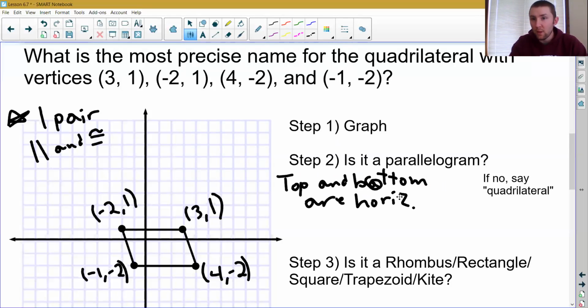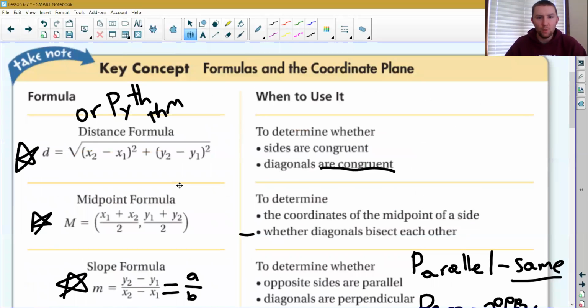Then if I can prove that those same sides are the same length, congruent to each other, I will have this part of this property or this theorem to prove it's a parallelogram. So the top and bottom are horizontal. Are they also the same length? Well, here's the wonderful news about proving these are congruent to each other. I don't actually have to use the distance formula. Remember, up top I had said we're going to use the distance formula to determine if sides are congruent.